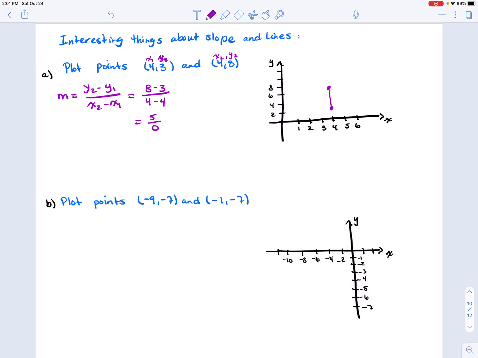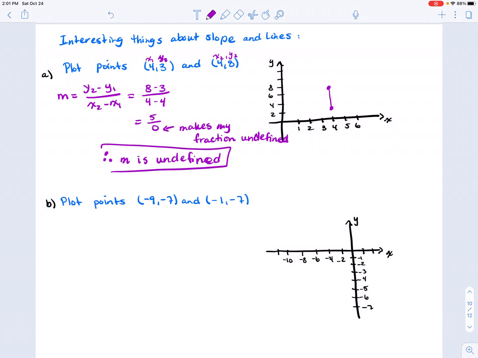But I know that division by 0 is not defined in the real number system. So that means since this makes my fraction undefined, therefore my slope, m, is also undefined. Important thing to note: vertical lines have a slope that is undefined.